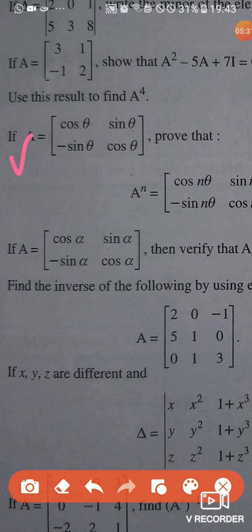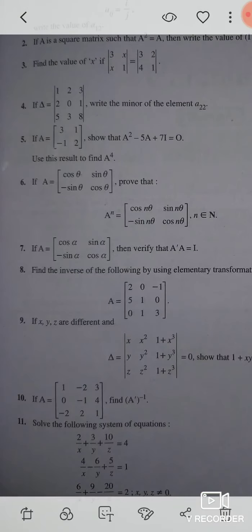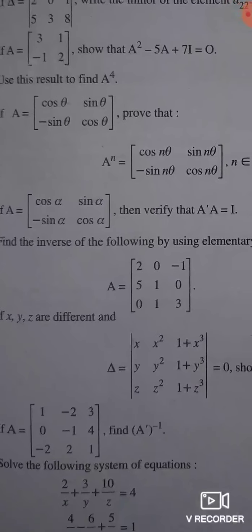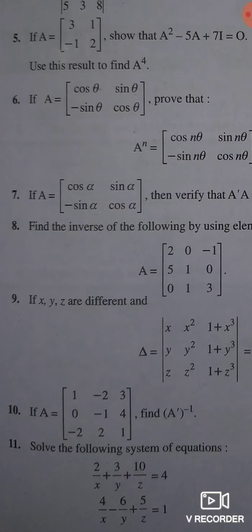Okay. Now come to question number 7. In question number 7, you are given matrix A of order 2 by 2, and you have to verify that A dash equals I. How will you solve this question? I am giving you a hint. At first, you will find the transpose of matrix A.